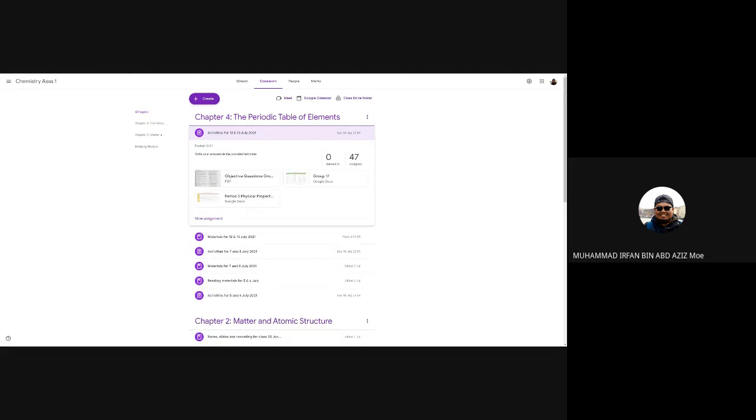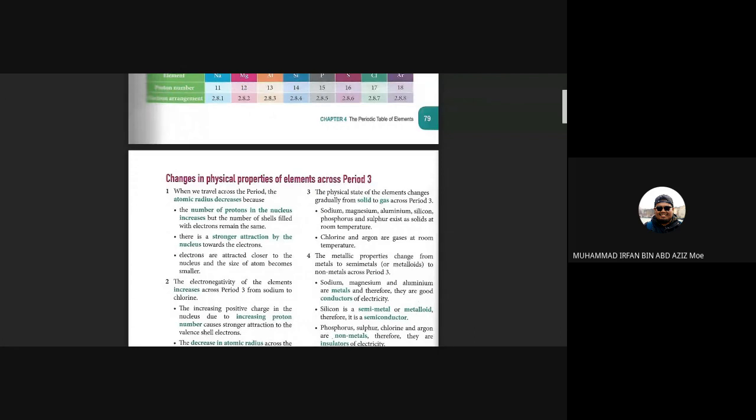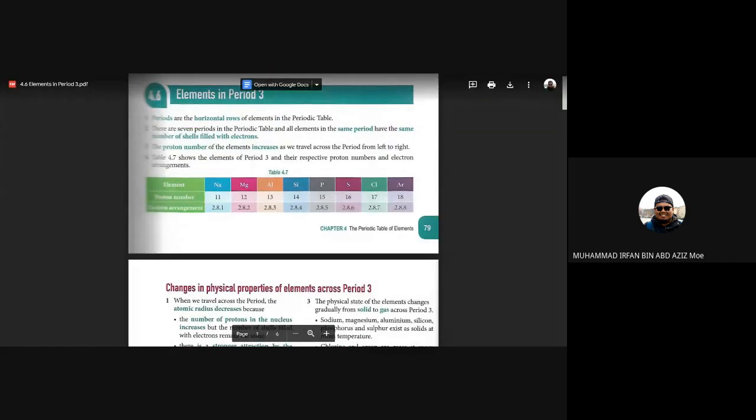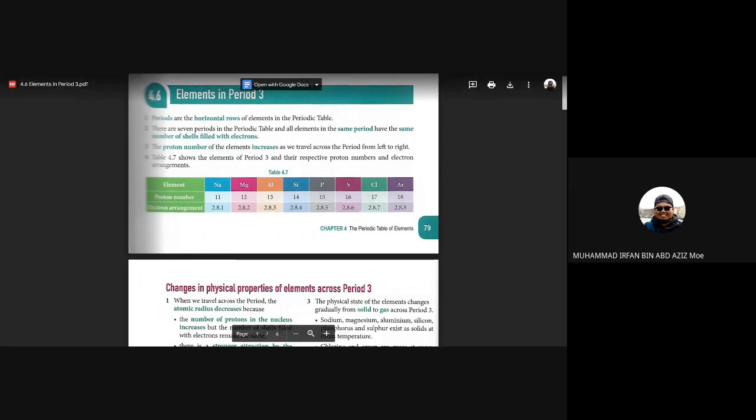For period 3, okay, we go back to period 3. It's already 10:45. I took a little bit of time, sorry. Before this, for the group, we found the physical properties down the group, from the top to the bottom. But for the period, we go across the period from the left to the right. This is period 3. What we can see is the number of shells is the same. We have 3 shells, but the number of valence electrons increases.